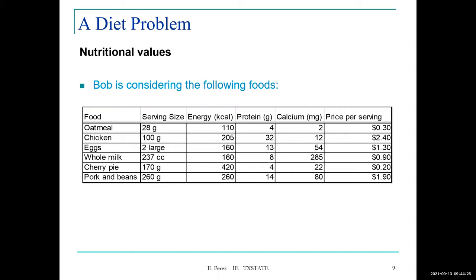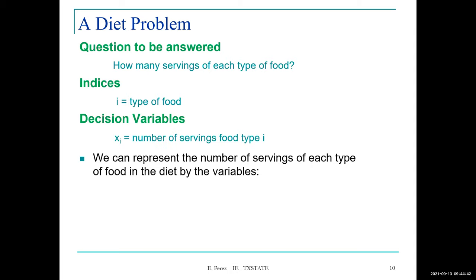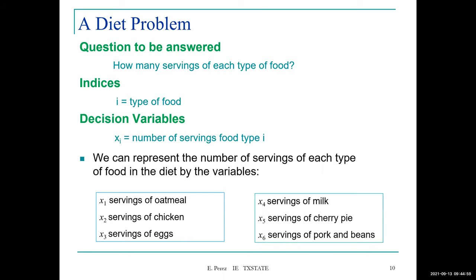But with the data that we have, which is this one, we want to formulate this problem. So how many servings of each type of food? So we had six different types of foods here. So we're going to use an index to identify each type of food. And our decision variables are going to be based on those different types of foods. So we want to know how many of each we should buy in order to meet these requirements. So we can represent the number of servings of each type of food in the diet by these six variables. You can use one for milk or you can use one for cherry pie. It doesn't matter as long as you're consistent when you name this decision variable to represent something.